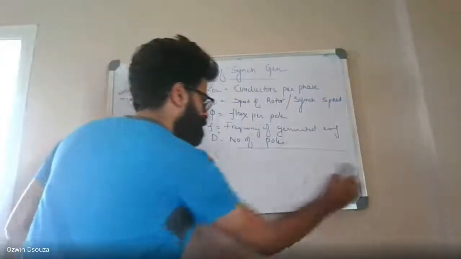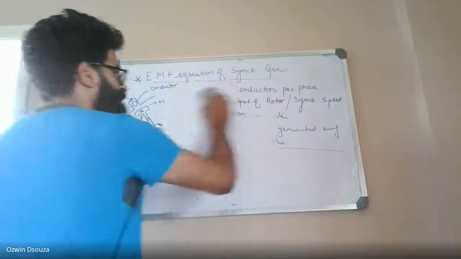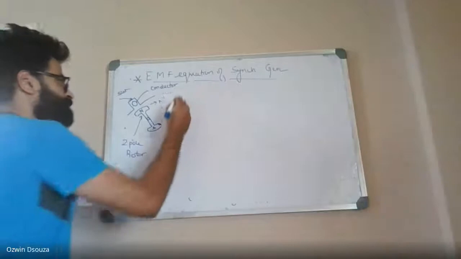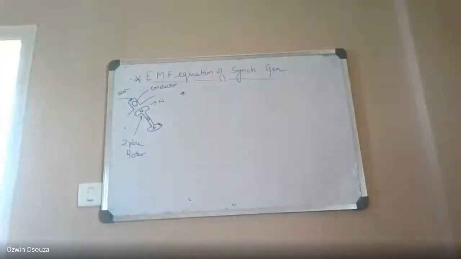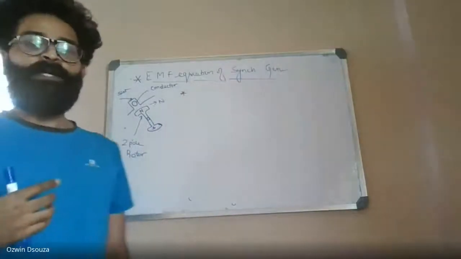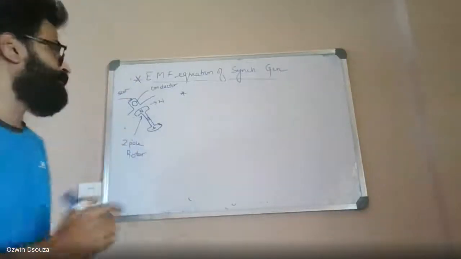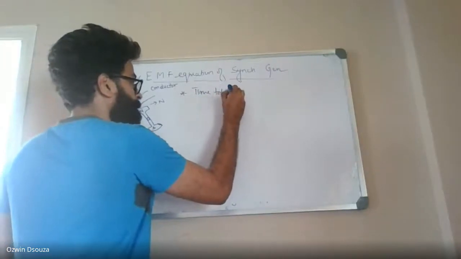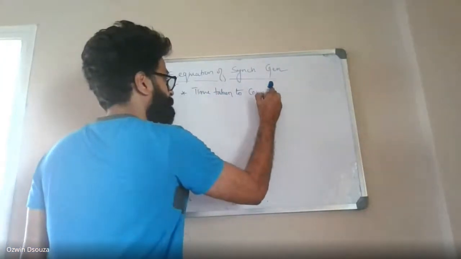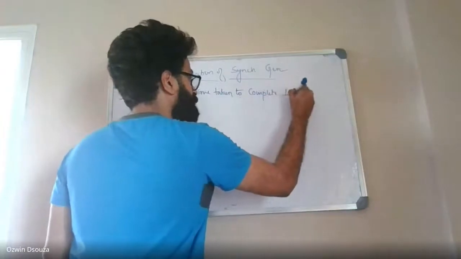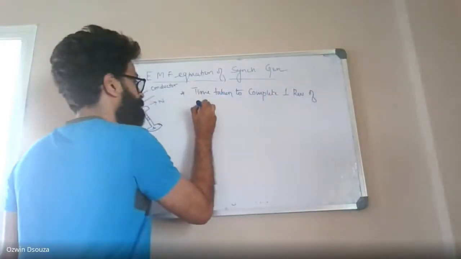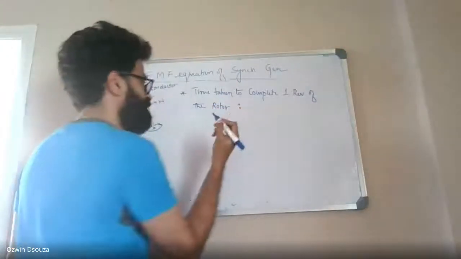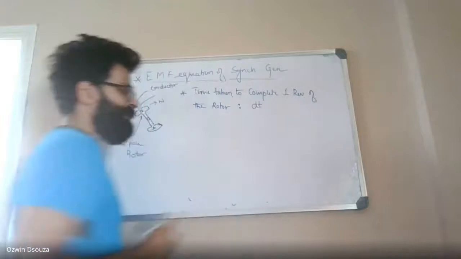That's your first observation, which is taken from the operation of the alternator. I hope you have noted down equation number 1. Next, let us try to estimate the time taken to complete one revolution. Next, you can write time taken to complete one revolution of the rotor. Let us call this time dt.